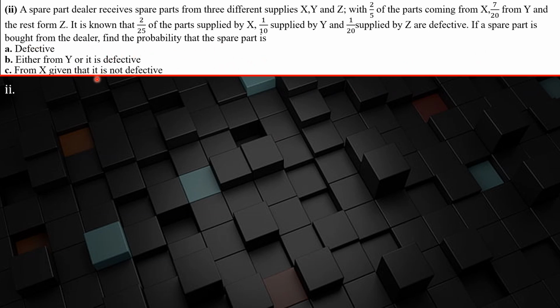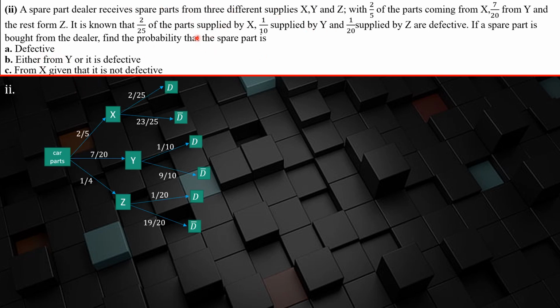Okay, so we can draw up a tree diagram to represent what is happening here, the selection process, right? We can get a car part from either supplier X or supplier Y or supplier Z. To get a car part from supplier X, the probability is 2 over 5, like the examiner gave you here. To get it from supplier Y, it's 7 on 20, and then the rest from supplier Z. So how do I get the probability of getting a car part from supplier Z? 1 minus the probability of this plus this, right? That gives me 1 over 4.